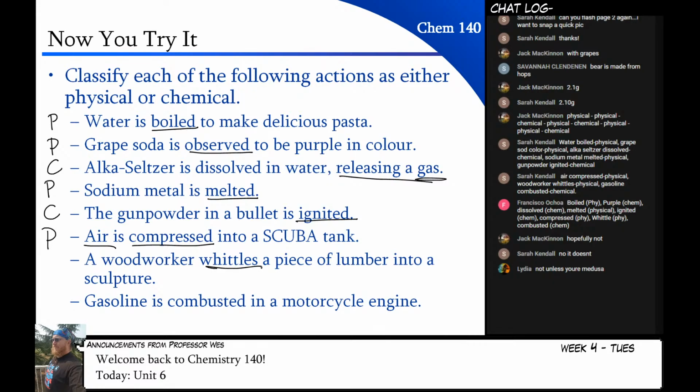If you whittle something, I just wanted people to say the word whittle. You're basically chopping it into smaller pieces. Well, wood is still wood, regardless of whether it is a giant log or a small sculpture of a chipmunk.